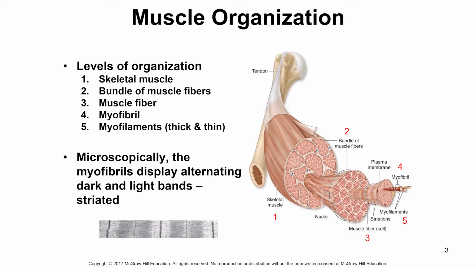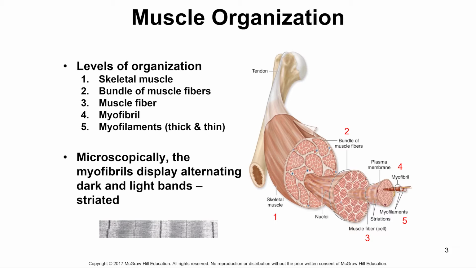So if we look at how skeletal muscle is organized, it consists of multiple bundles of muscle fibers, a muscle fiber being the muscle cell. And inside each muscle fiber or muscle cell, we see multiple myofibrils. And the myofibrils consist of myofilaments that are both thick and thin. The thick myofilaments are myosin filaments, and the thin myofilaments are actin.